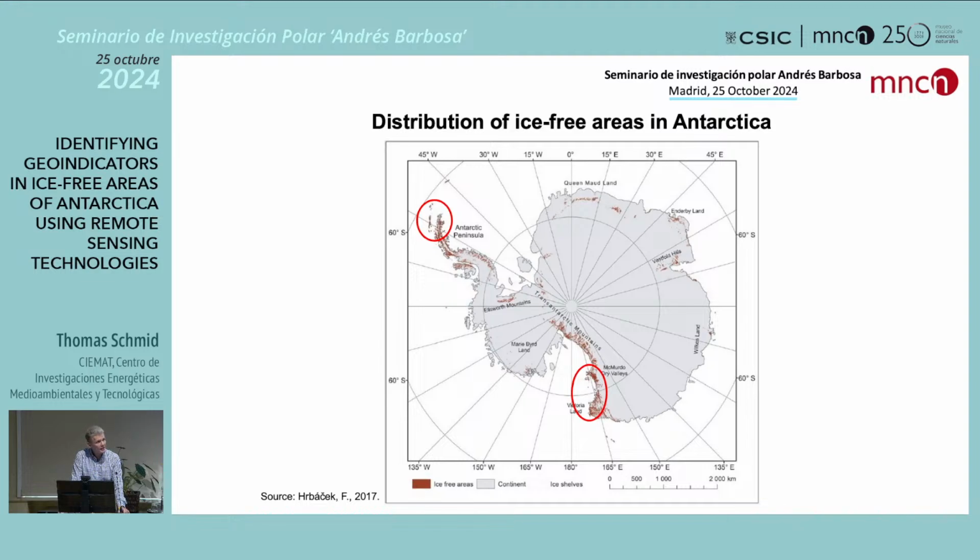If we have a quick look at this less than 1% of the area which these ice-free areas cover, we can see they're especially along the coastline of Antarctica, and they're normally also mountain ranges which stick out of the ice in areas where the ice has receded, especially in the northern Antarctic region. And so the circles which I've drawn here on this map, these are the areas where we've been working in.